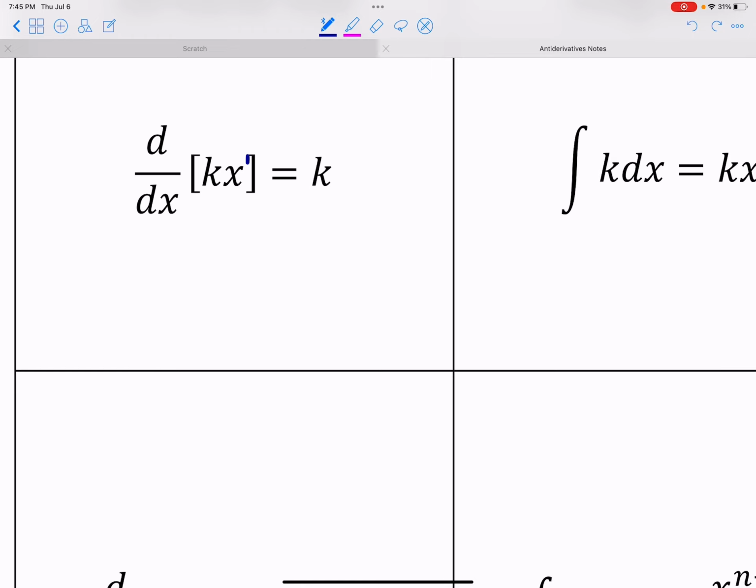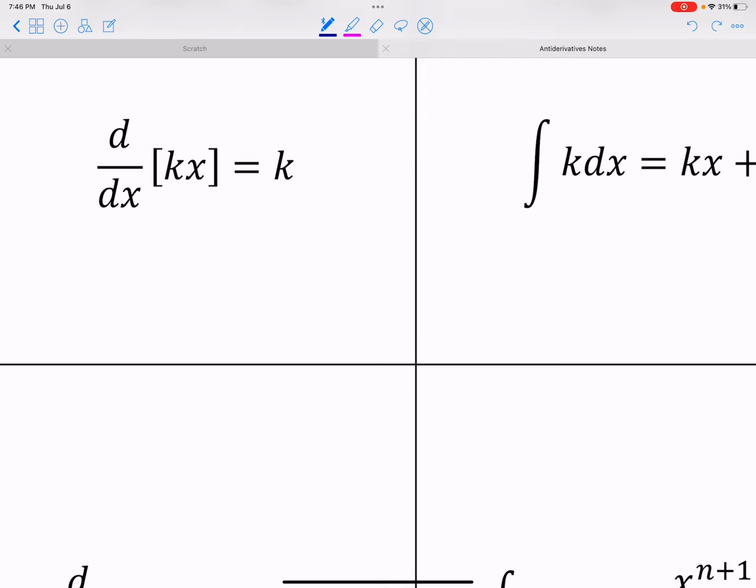So all we're saying here is if we take the derivative of something that is linear, right, that linear term there is going to go away. We're going to be left with the constant that is in front of, the coefficient of that linear term, so like the slope, right? So the derivative of a linear function is the slope.